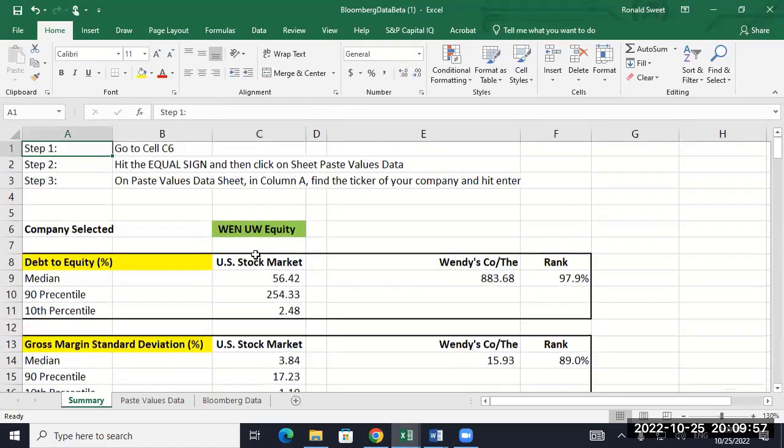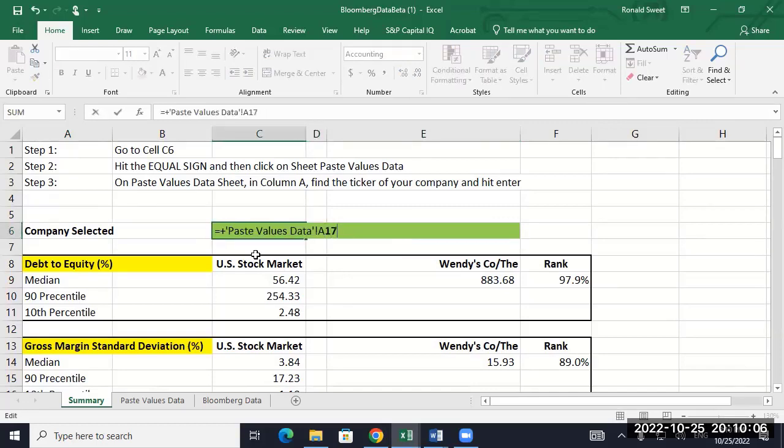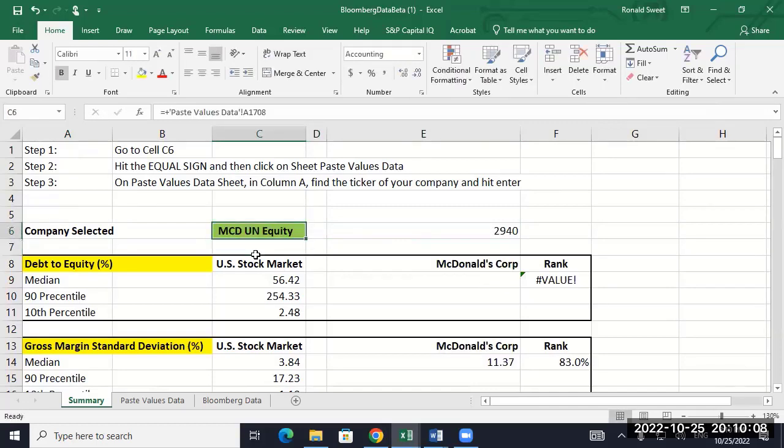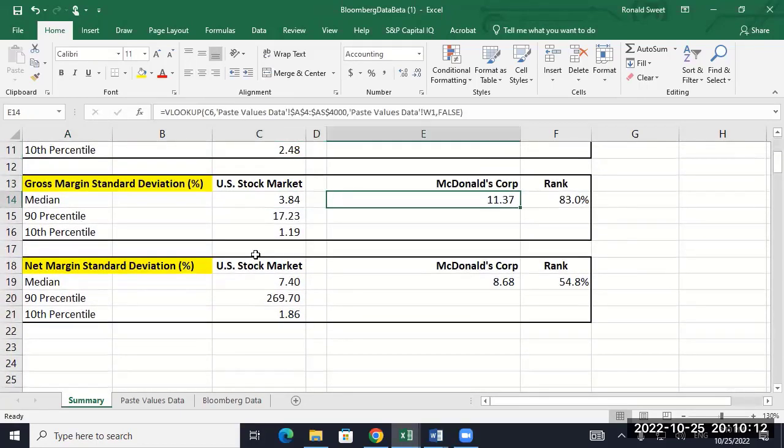What was it for McDonald's? Let's see, I forgot what McDonald's was. 1708. Okay. Yeah, their margins are very volatile too. Now, McDonald's margins may not be what you expect because this is mainly franchising. I don't know if Wendy's is franchised or not.